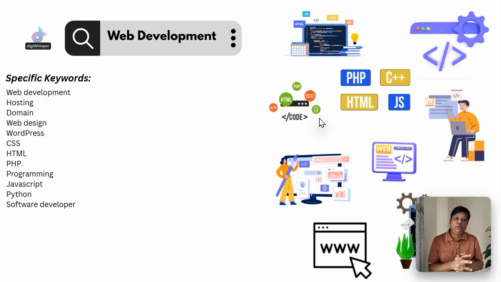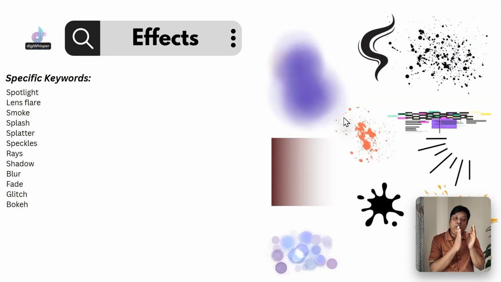The next one is web development. If you want to get these types of elements in your design, you need to either type web development or web development related keywords. Let's say hosting, domain, WordPress, CSS, HTML, PHP, programming, JavaScript, these types of keywords. The next one is effects. If you want to get these types of effects in your design, you need to either type effects or spotlights, lens flare, smoke, splash, these types of keywords.